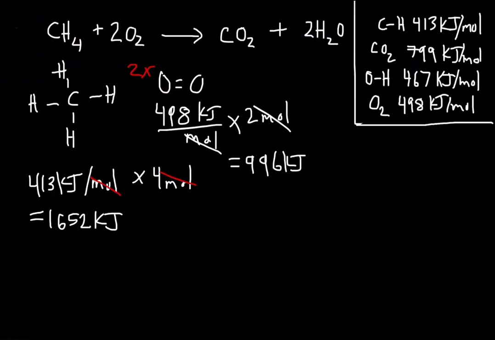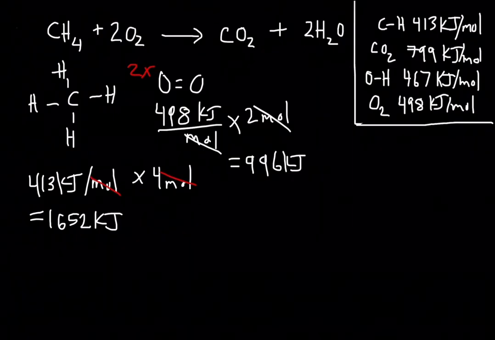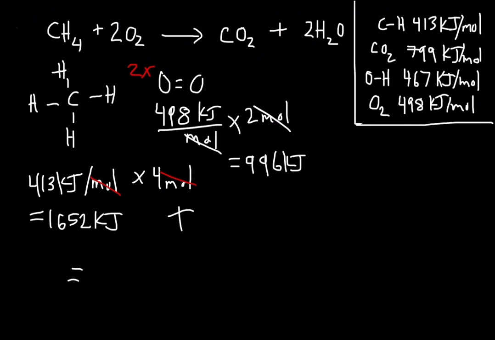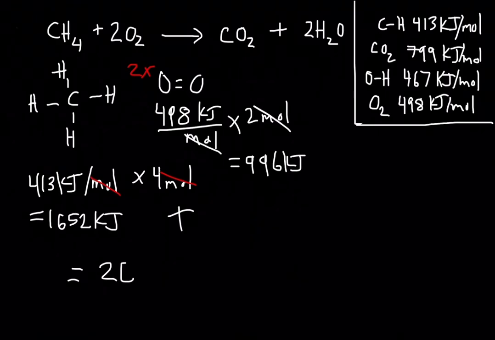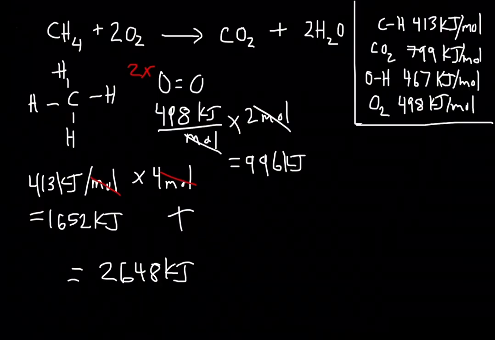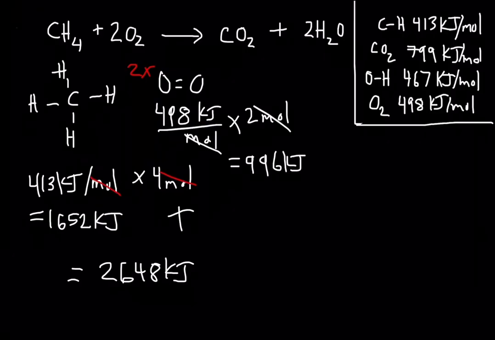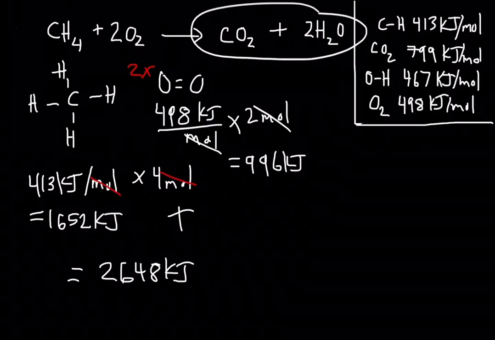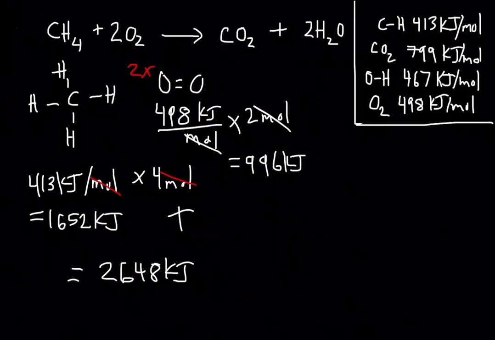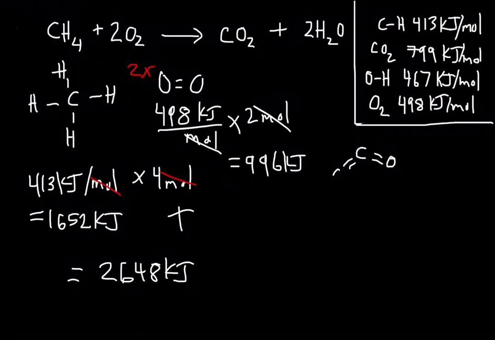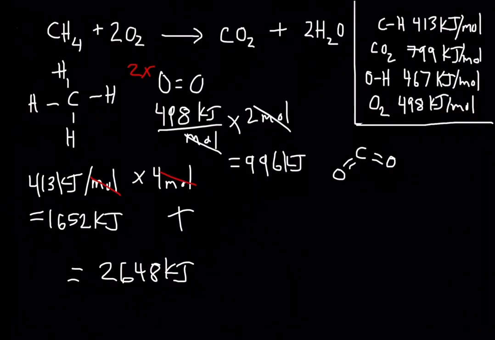And we can add these up now. So 996 plus 1652 is 2648 kilojoules. So this is the total energy required to break these bonds. And now let's calculate how much energy is formed. Carbon dioxide looks like this. So, CO double bond.